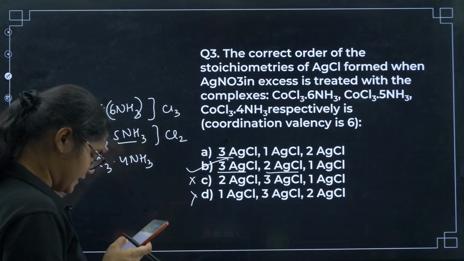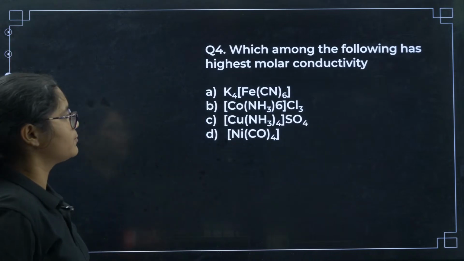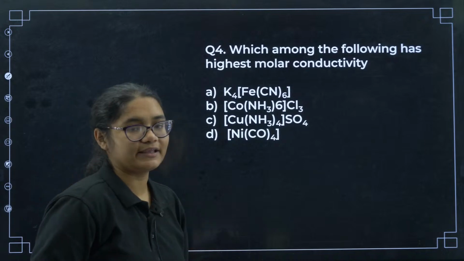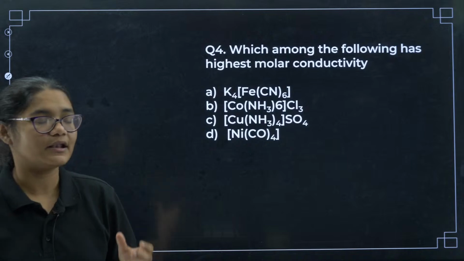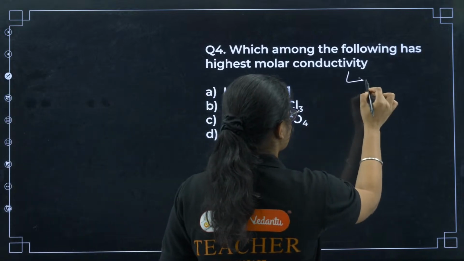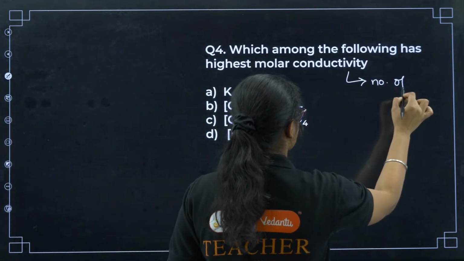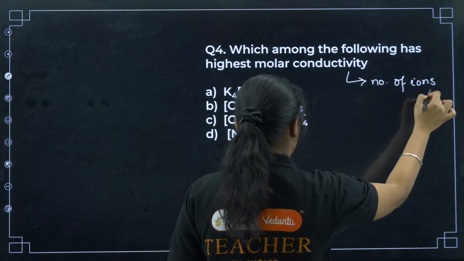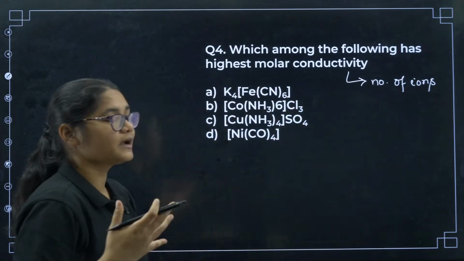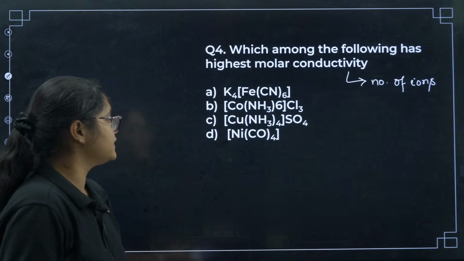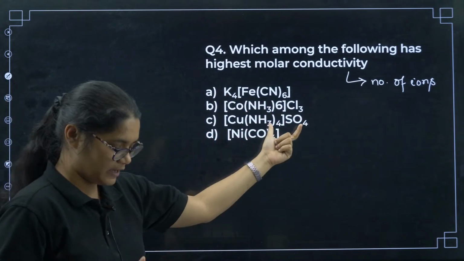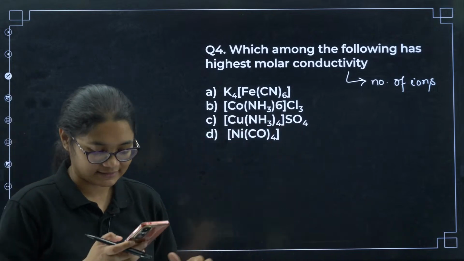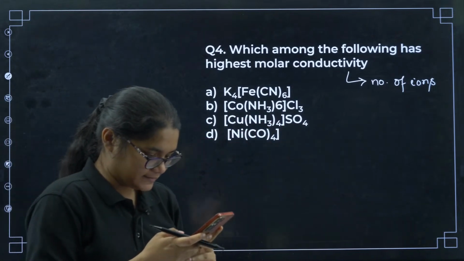Okay. Next question number 4. Which among the following has the highest molar conductivity? Molar conductivity depends on the number of ions. Where more number of ions will be produced, there the conductivity will be more. So is it K4Fe(CN)6, or Co(NH3)6Cl3, Co(NH3)4SO4, or Ni(CO)4?